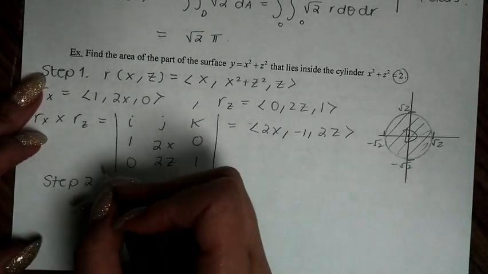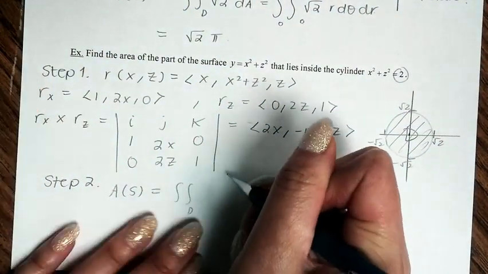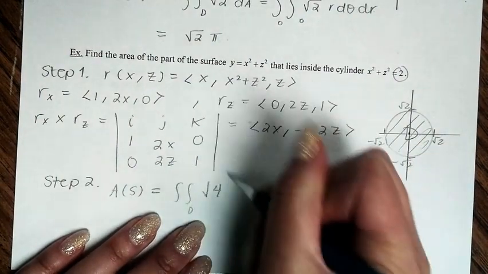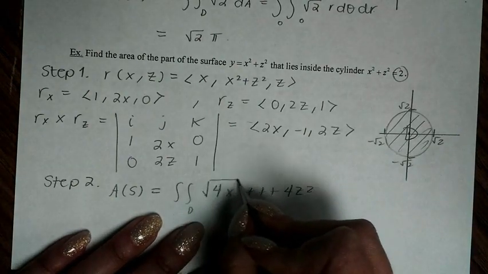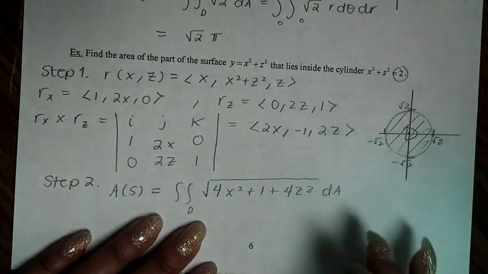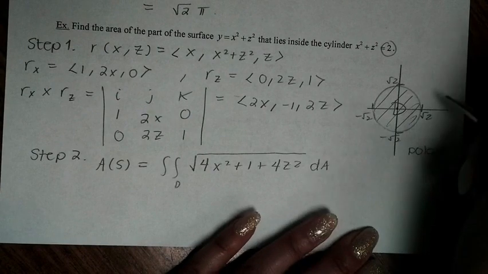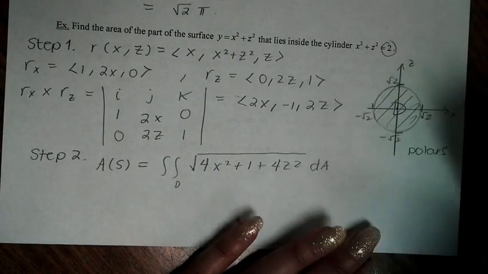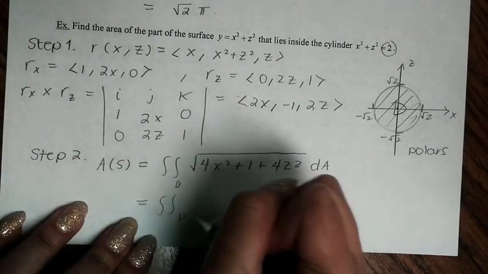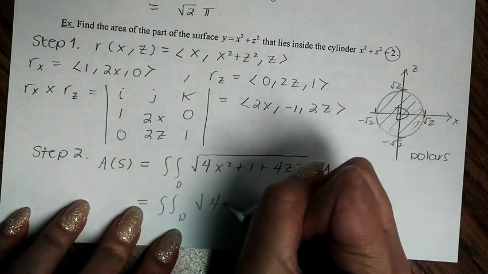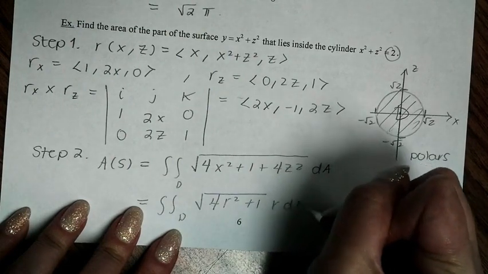So you can see that the area of the surface is going to be the double integral over D of the square root of 4x squared plus 1 plus 4z squared dA. Again, this is screaming polars. Here x and z are treated the same. So when you convert this to polars, you have the square root of 4 r squared plus 1, and then r d theta dr.